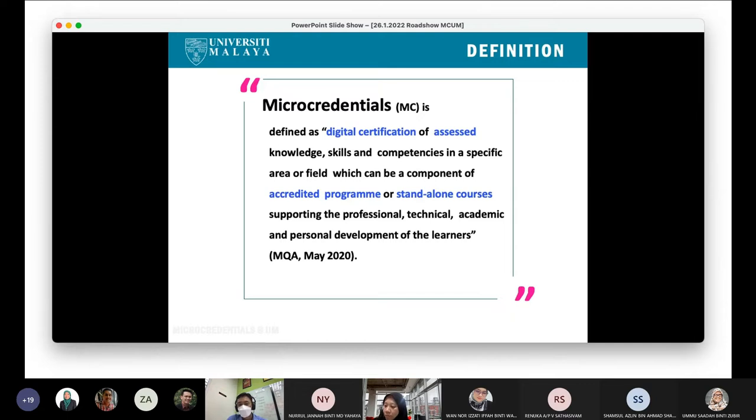So basically it can be something from the university program that we teach, and it also can be professional accreditations, for example with professional bodies that we are affiliated to. It can also be a standalone course that can be used for lifelong learning skills and competencies that we want to offer. And all of this was approved by MQA back in May 2020.